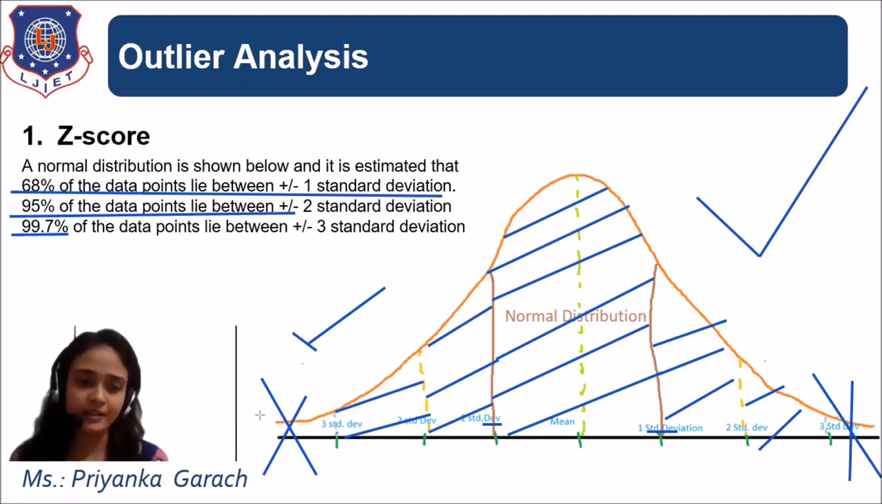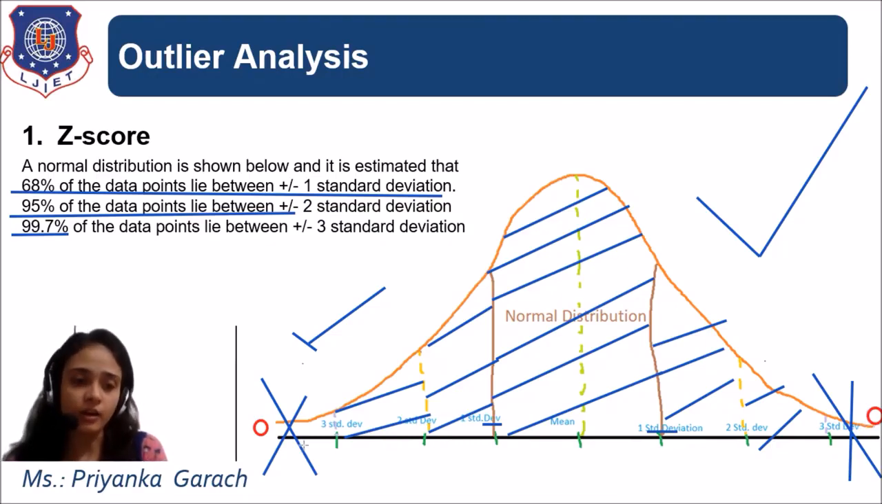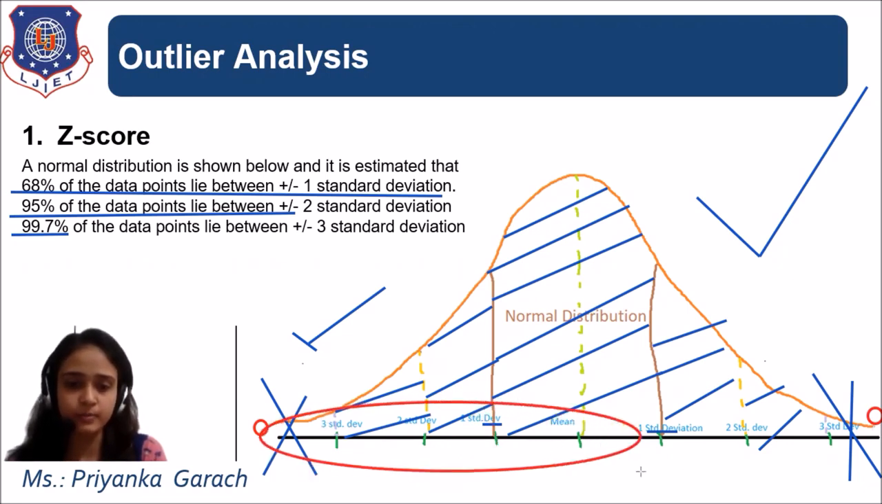So if my data point is somewhere over here, just for an example, that is this particular red circle, or somewhere over here on the right hand side, that is this particular red circle, then I will call it an outlier because this particular distance is very far from the mean. So what the z-score is telling is that if the data point is very far from the mean, then it can be considered an outlier.